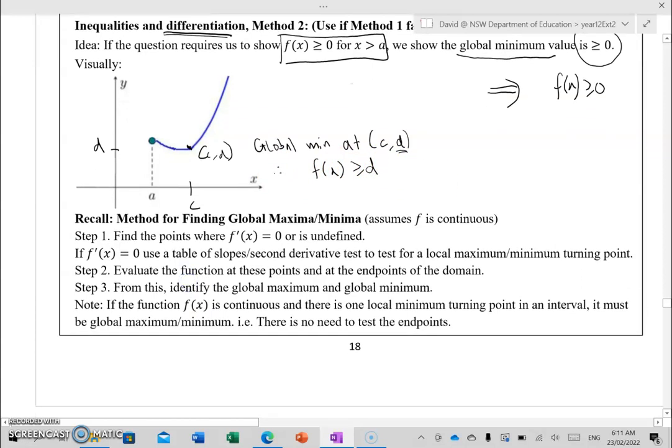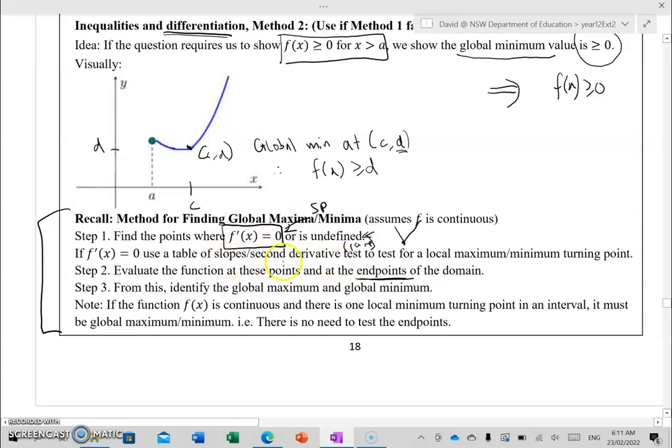So this particular bit at the bottom here is just a recap on how to find global max and min. Basically, to summarize, you're looking for stationary points and endpoints. Okay, so find all points where f'(x) is equal to 0 or is undefined. Undefined might be an absolute value or something like that. That could be a minimum value, but that's rare, by the way. Undefined is very rare. F'(x) equal to 0, we're looking for stationary points.